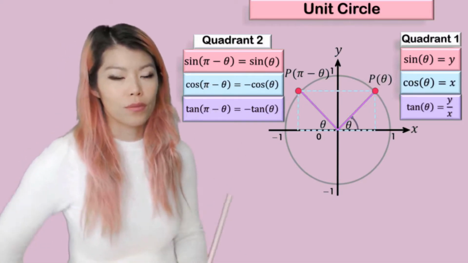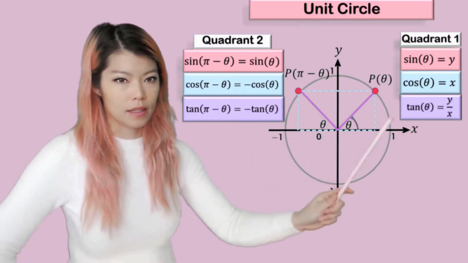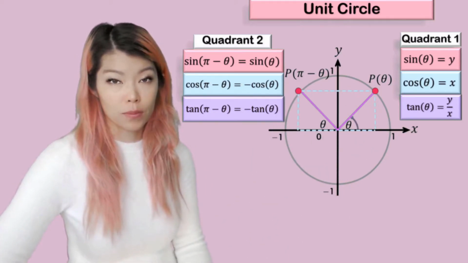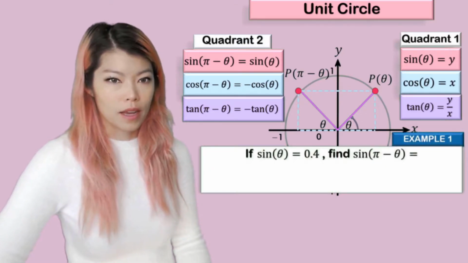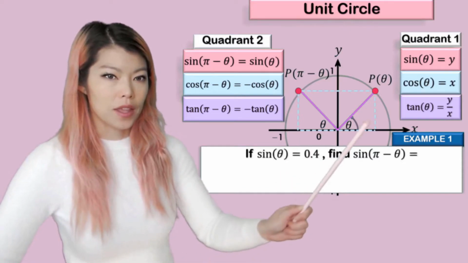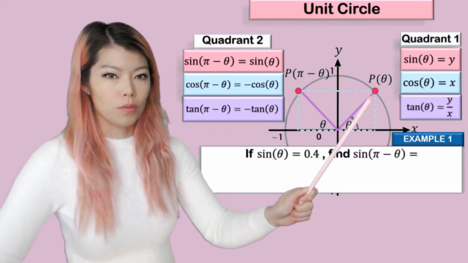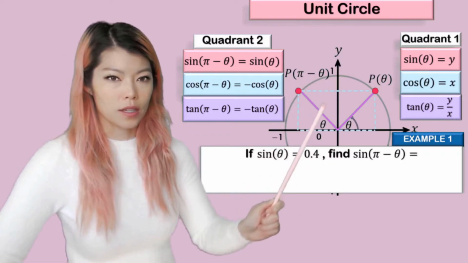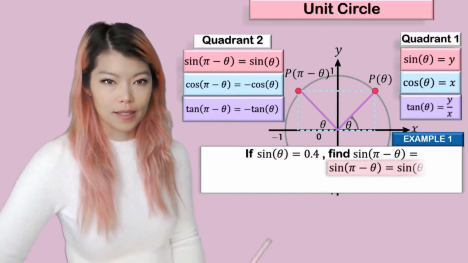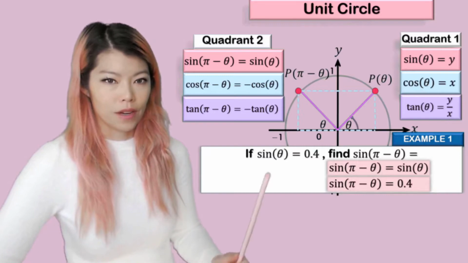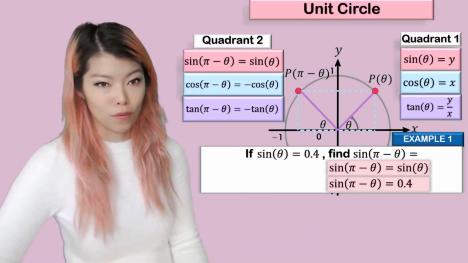What can we do with this information? So this is what it means by being symmetrical, as in it has some values that are the same, and we just have to check if it's positive or negative. So let's look at an example to see how this comes in as being very useful. If I have sine theta over here as being 0.4, so the y value is 0.4, what would sine of pi minus theta be? Well, sine of pi minus theta would be exactly the same. So therefore, if I know that sine theta is 0.4, then sine of pi minus theta is also 0.4.